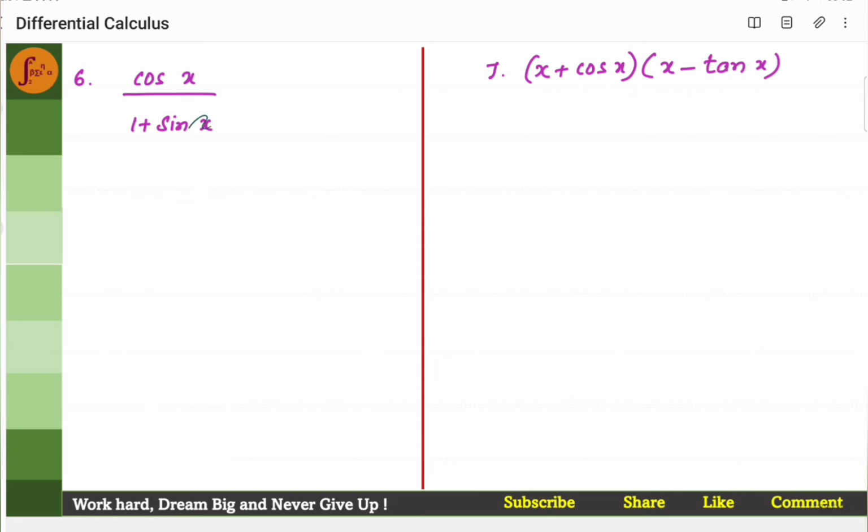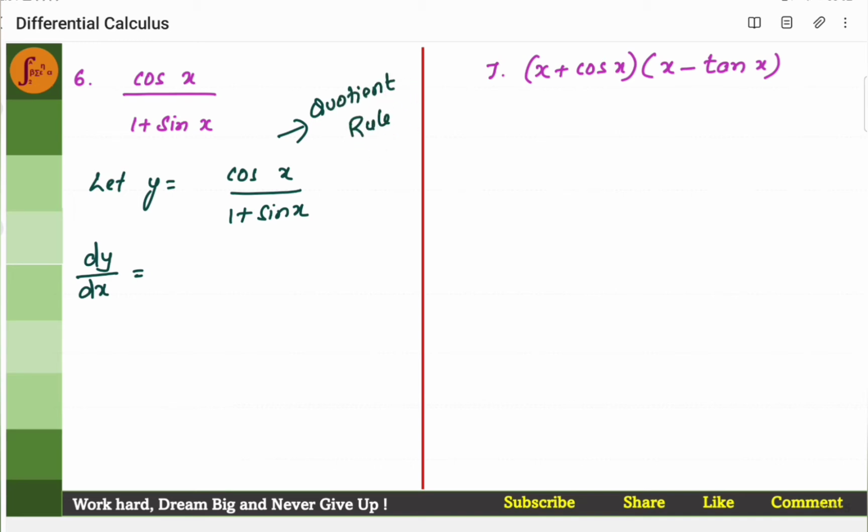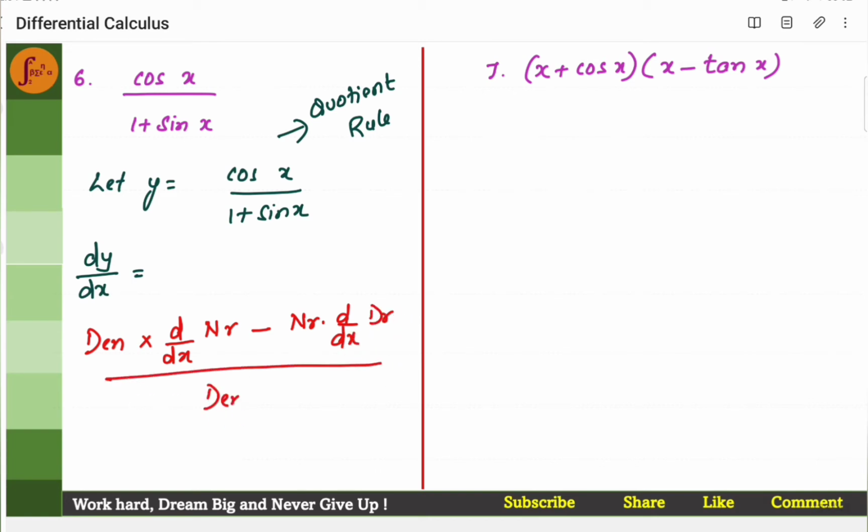Cos x by 1 plus sin x. Let y is equal to cos x by 1 plus sin x. Therefore, dy by dx is equal to... I'll have to use quotient rule here because there is division. What does quotient rule say? As per quotient rule, I'll say denominator into derivative of numerator minus numerator into derivative of denominator, by denominator the whole square. Now using this, we'll solve this.